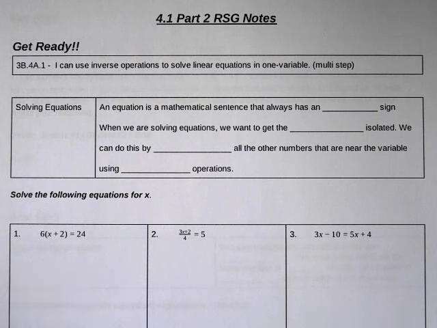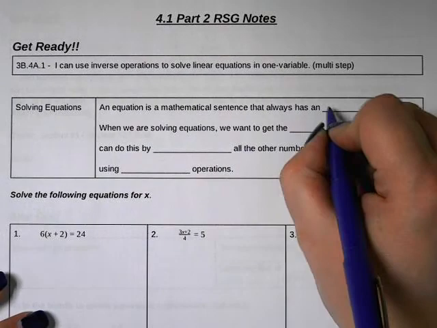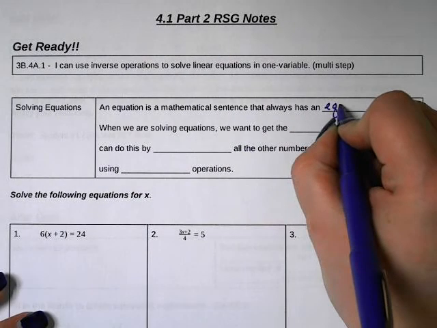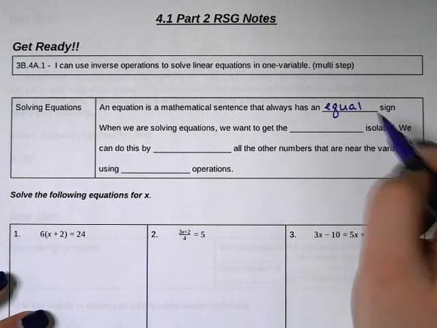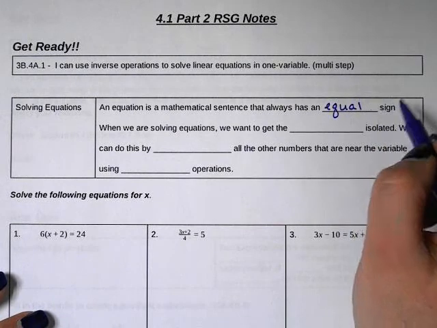So for the Get Ready, we're going to talk all about solving equations, which again, we've already done. So this should be a nice quick review in the beginning here, and then it's going to be looking at some of the more advanced problems because we haven't done any quite like this. So an equation is a mathematical sentence that always has an equal sign. So we talked about expressions, they don't have equal signs, equations do.